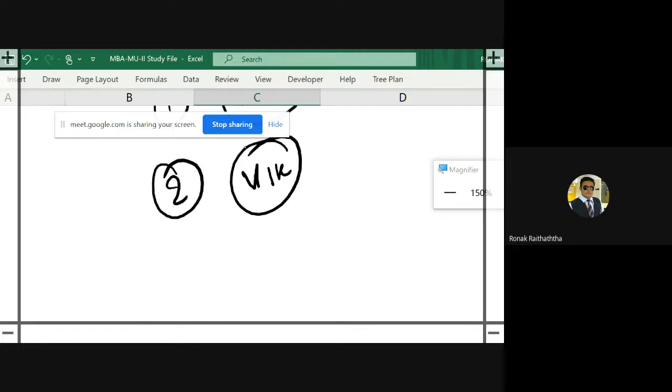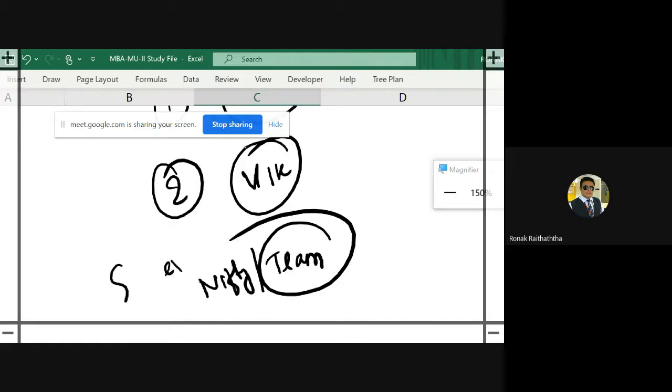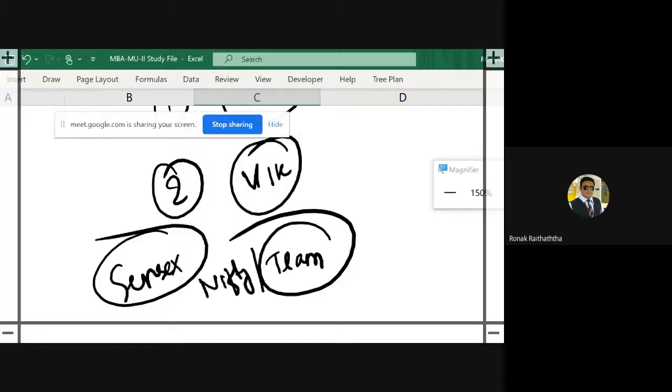Similarly, the Sensex and Nifty both are a team. Sensex is the indicator of BSE, Nifty is the indicator of indices of NSE, two stock exchanges in India. They are the team. If one stock is not performing well, they will take it out of that team, that company. So you invest directly in the team.